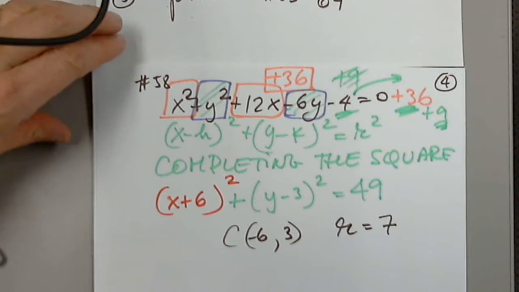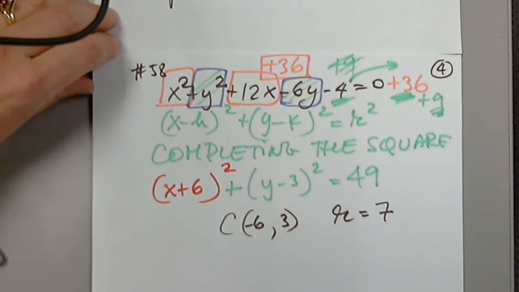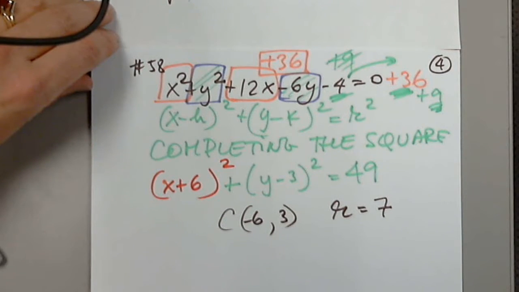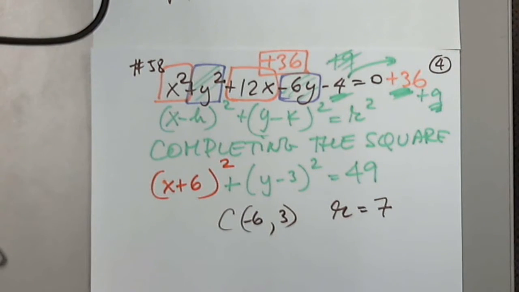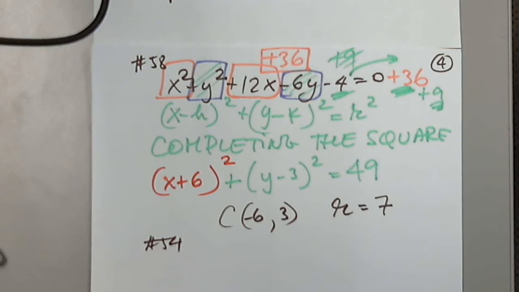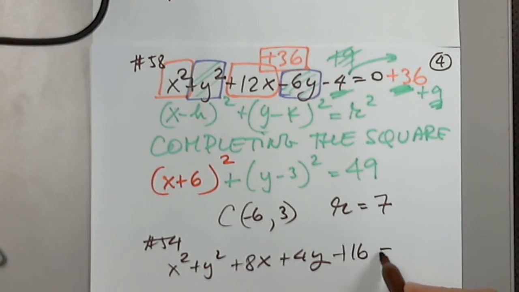I think we need another one like this, correct? Is that a yes? Is that a no? Yes? Good. So let's choose another. Let's say 54. In 54, we have x squared plus y squared plus 8x plus 4y, and then plus 16 equals 0.